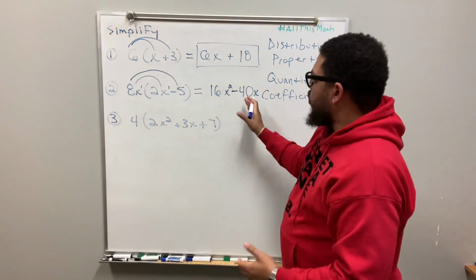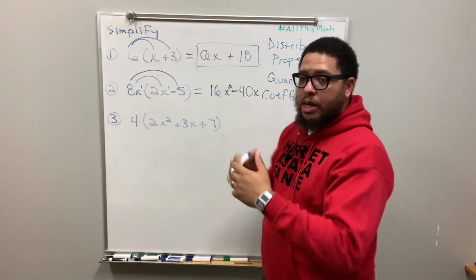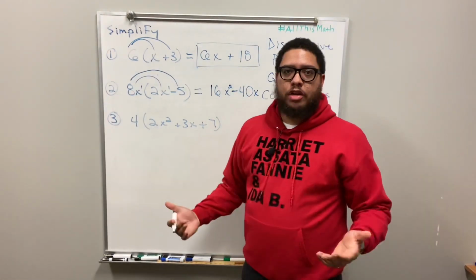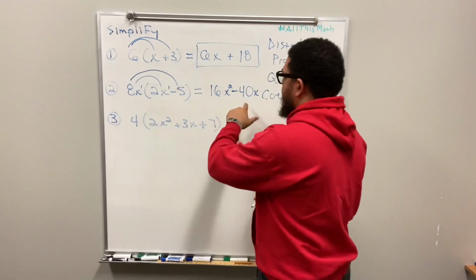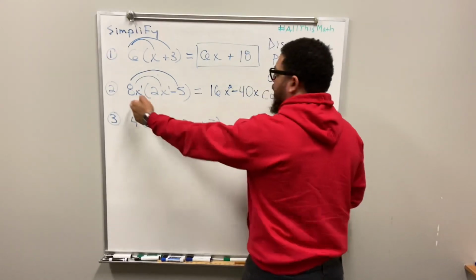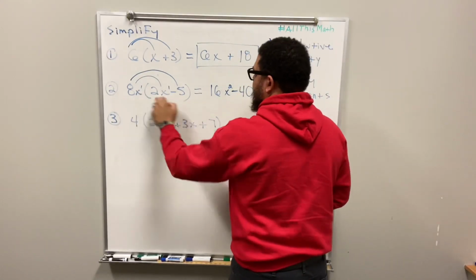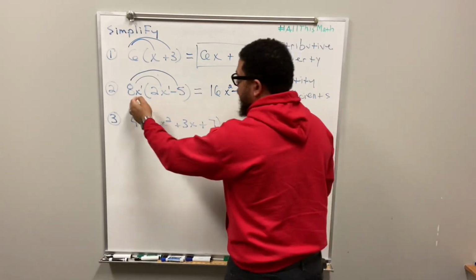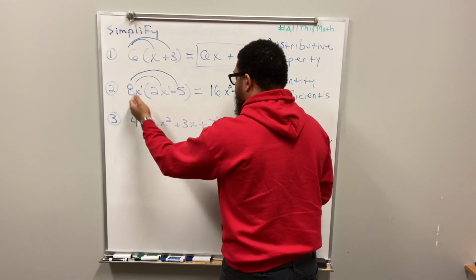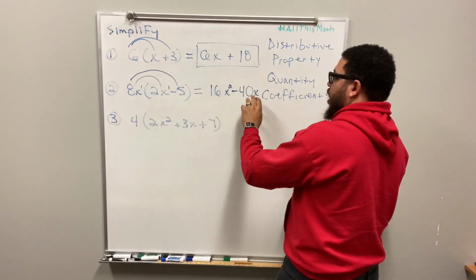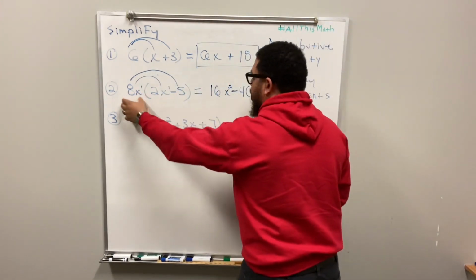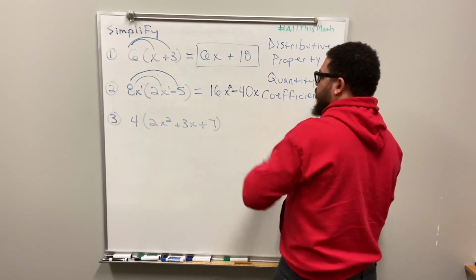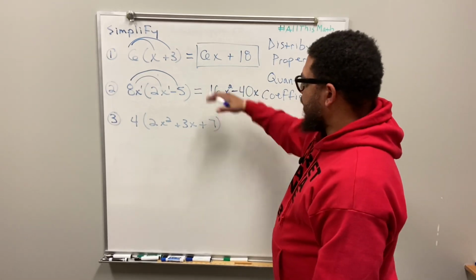Now again, where did this negative 40x come from? We should be able to work backwards and explain where the negative 40x came from. The negative 40 came from 8 times negative 5. 8 times negative 5 is negative 40. Where did the x come from? Well, the x was part of the 8x. So that just goes along for the ride. It's part of the product, negative 40x. All right, that's number 2.